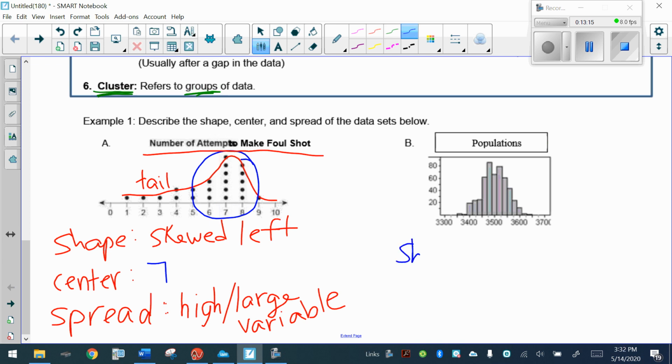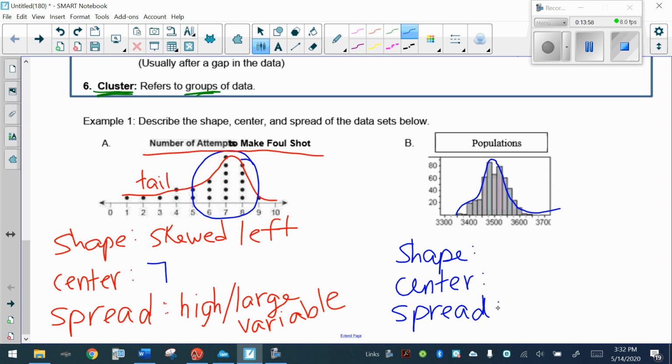Okay, let's do the shape. So we take the top and we connect them, and we decide what we think we want to call that. Now I know I'm not hitting them all because it would be kind of goosey if I did, right? I'm going to let you think about that for a second. Then you are going to roughly find the center. And then we're going to decide if we think this data is very spread out, which means high variability, or not too spread out, which is a low or a small variability or spread.